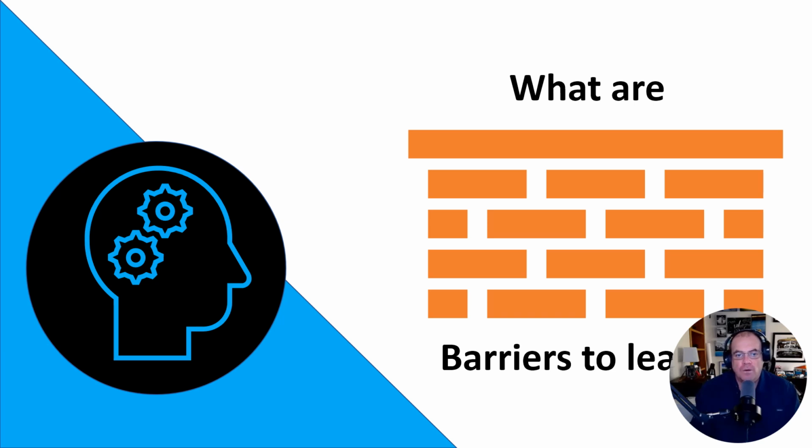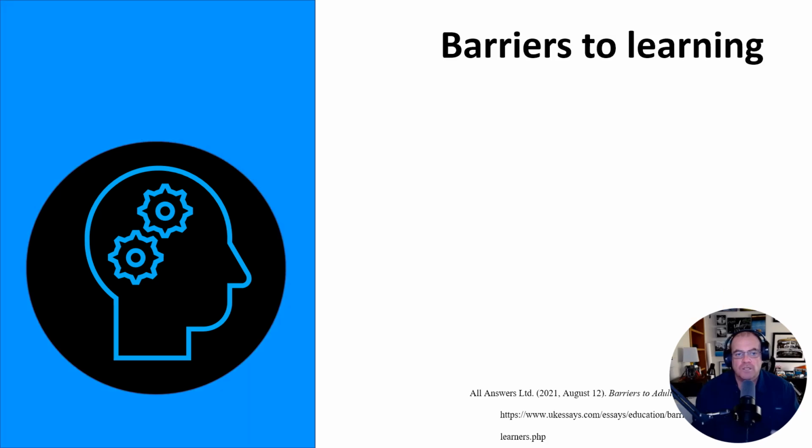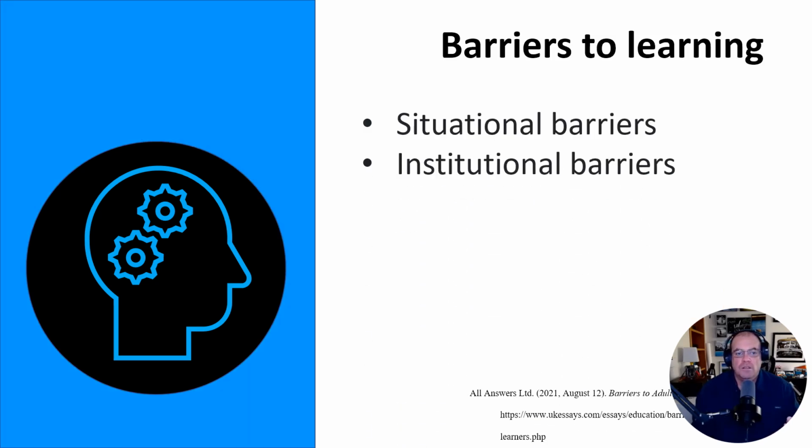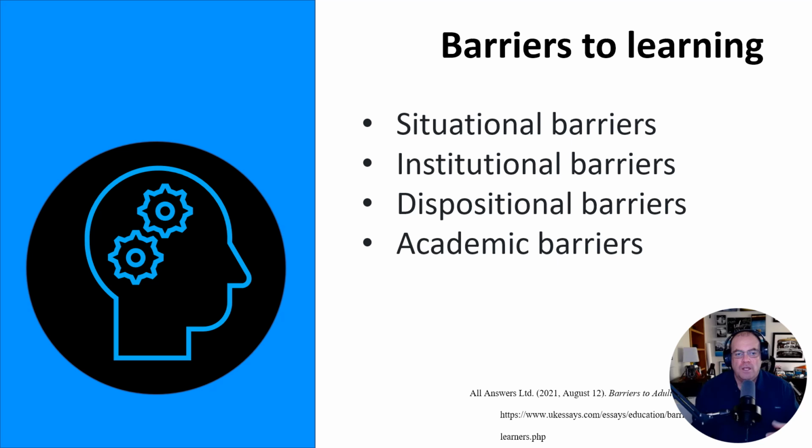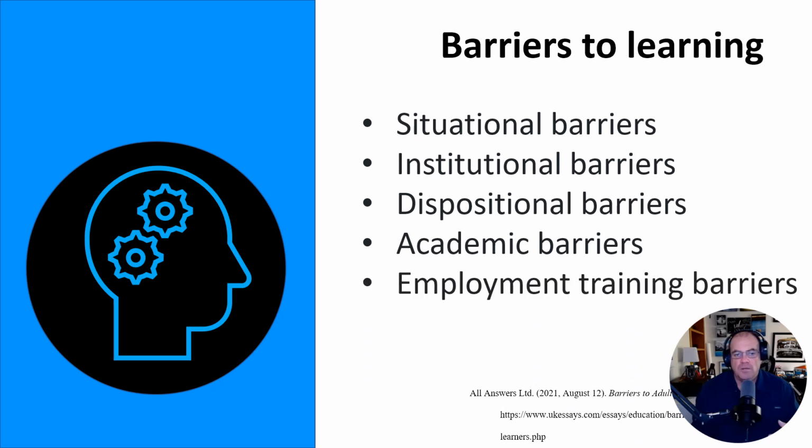Welcome back. All right, in this section, we're going to talk about barriers to learning. Adult people, and so do children, have different types of barriers, and we have to be aware of that. Some of these barriers are situational barriers, institutional barriers, dispositional barriers, academic barriers, employment training barriers, and cultural barriers.